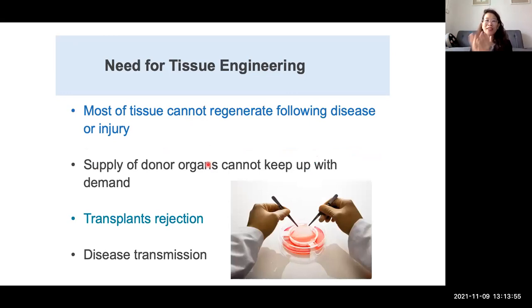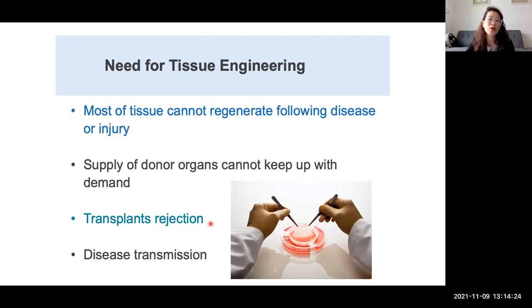Of course, because we want to restore the loss of tissues and organs, because most of the time our body parts cannot regenerate after disease or injuries. And yeah, we don't have enough supply of organs and tissue. That's why we have to create them inside the lab and transplant them back to the patient.